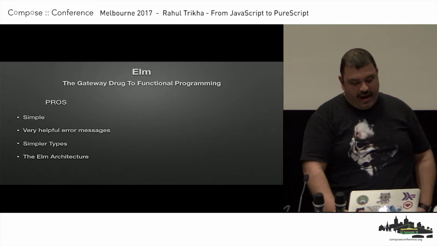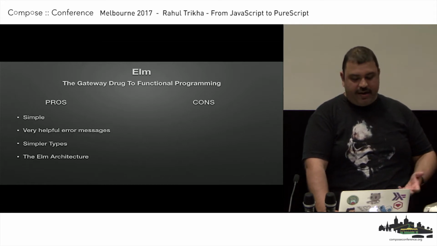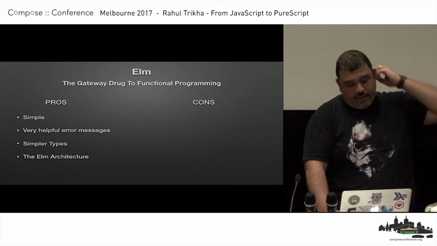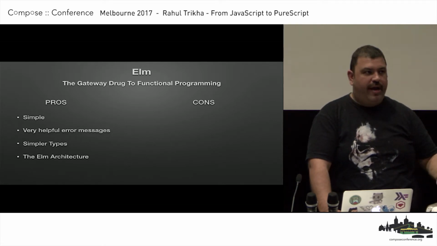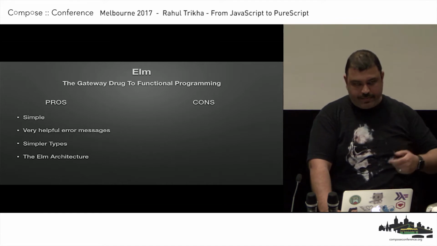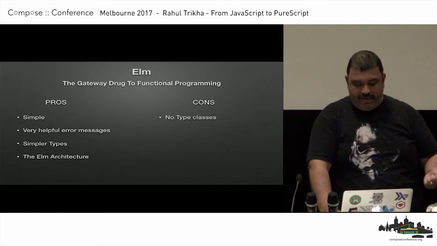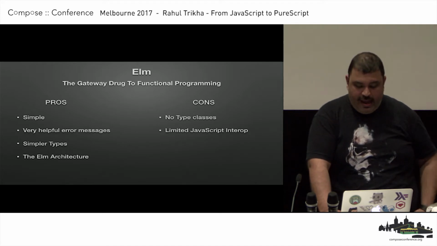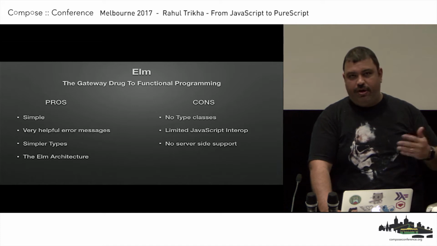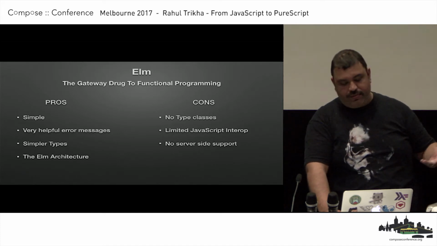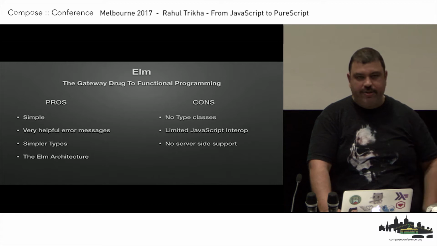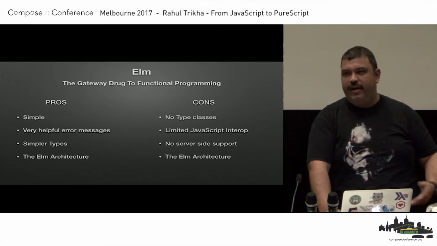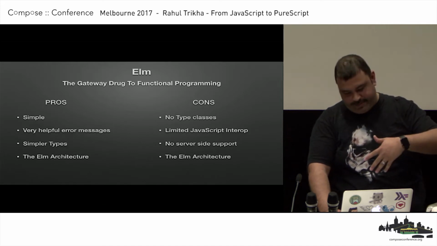But then I got better at Elm, and I just started seeing things which I didn't see before. So one of the things is Elm is very, very simple, but it actually comes at a cost. And the cost is basically the power. So you don't have any type classes. You have very limited JavaScript interoperability. No server-side support, so you can't write Node.js apps and stuff like that, which is one of the things I like to do because most of the time I'm writing backend apps and not front-end apps. And the Elm architecture: if your app doesn't fit the Elm architecture, it can also be a curse.